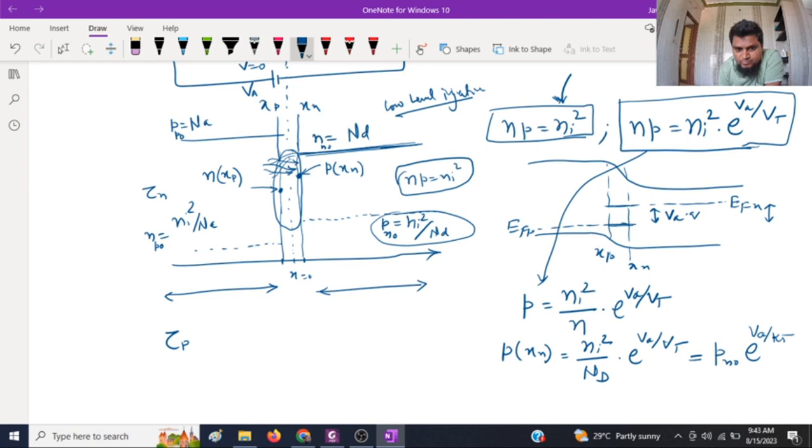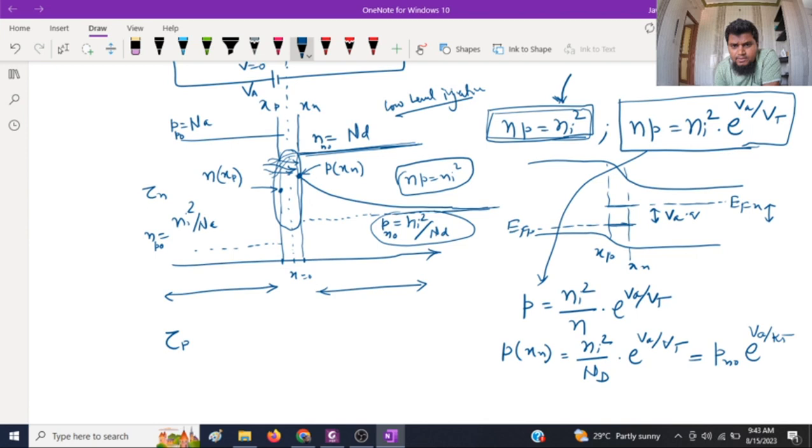So they will try to recombine, and as you go in the quasi-neutral region, the concentration of holes will reduce. If you go very far away from the junction, this will finally go to np0, and it will maintain the mass action law, np is equal to Ni square.